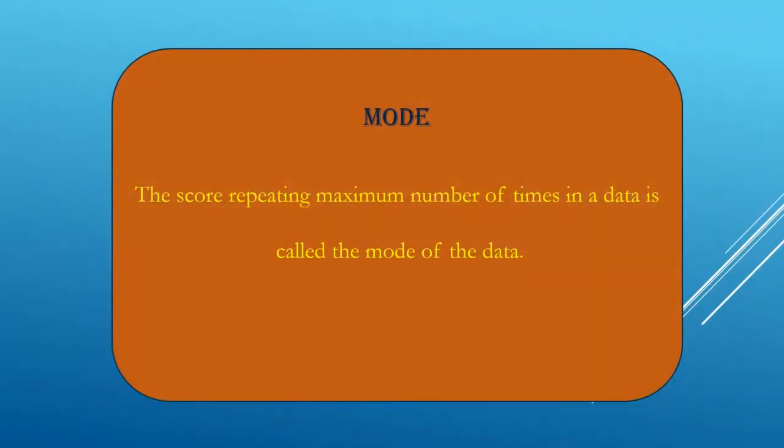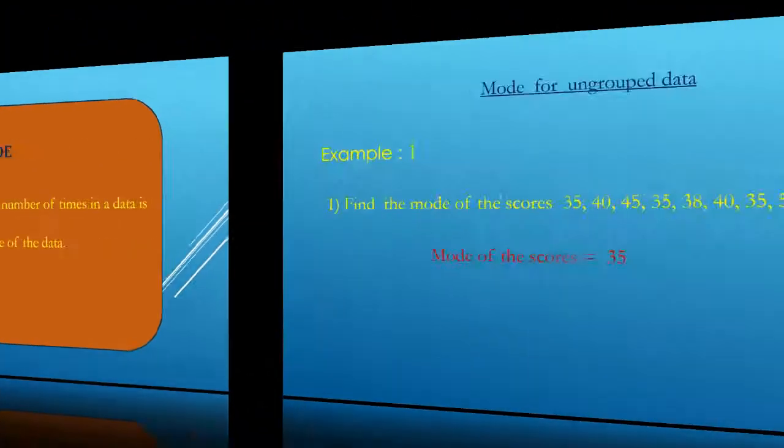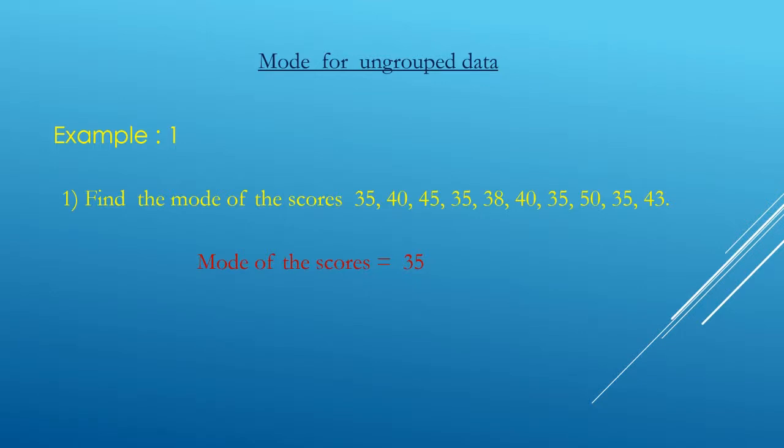Now we will be learning the next measure of central tendency, namely mode. The mode means the score repeating maximum number of times in a data is called the mode of the data. Mode for ungrouped data. Example 1: find the mode of the scores 35, 40, 45, 35, 38, 40, 35, 50, 35, 43. In this data, the score repeating maximum number of times is 35. Therefore, the mode of the score is equal to 35.